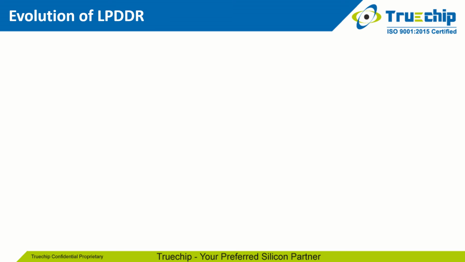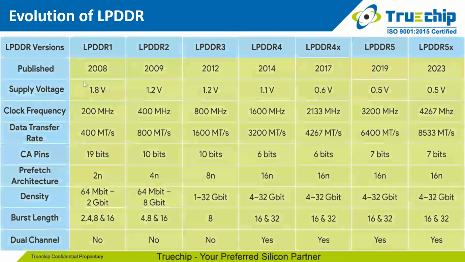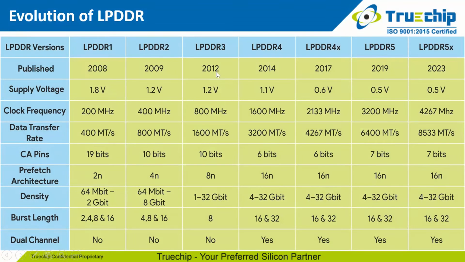Further discussing the evolution of LPDDR devices. Each year when a new version of LPDDR devices is launched, the supply voltage decreases, making less power consumption with respect to its last version, starting from LPDDR1 having 1.8 volts to LPDDR5X working on a supply voltage of 0.5 volts.